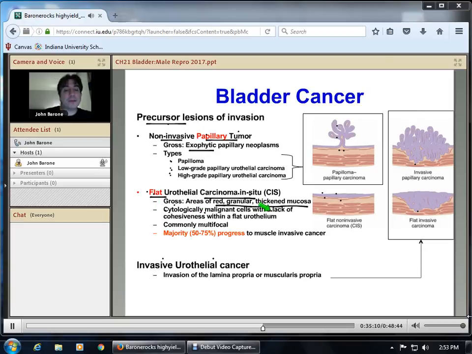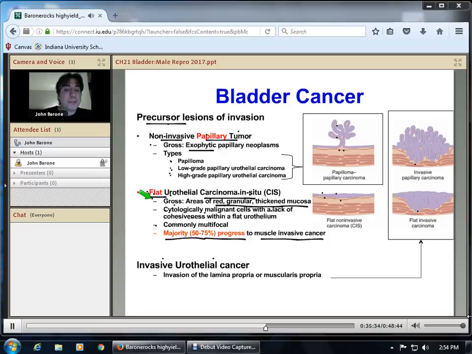All right, now under the microscope, it's not invasive, but the tumor cells look ugly. Yeah, you're going to see malignant cells. They lack cohesiveness. They're not sticking together. They're just kind of discohesive, falling apart. And it's often multifocal. Again, field effect. Now, the problem with the carcinoma in situ is if you don't treat it, the majority are going to progress to invasive cancer if you just leave them there. So we got to treat these when we see them.